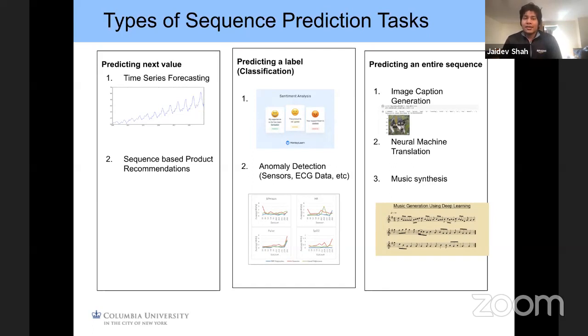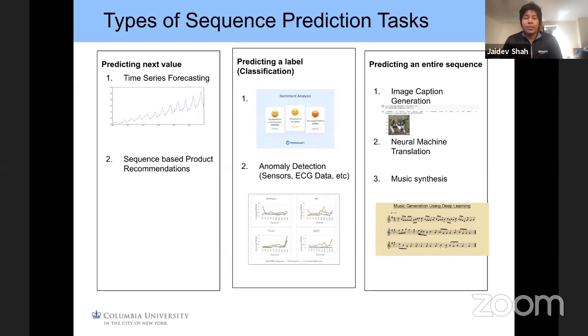Then comes predicting a label. So given a sequence, can you classify this into, for example, sentiment? Is it negative, neutral, or positive? Can you classify this into what sort of text it is? Is it a story? Is it fiction? Is it nonfiction? You can classify text into all sorts of things. So even topic classification over a sequence is possible.